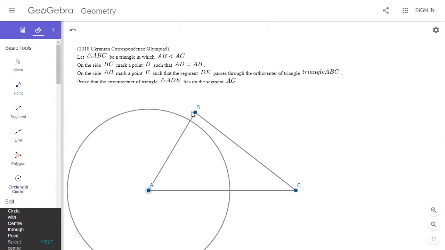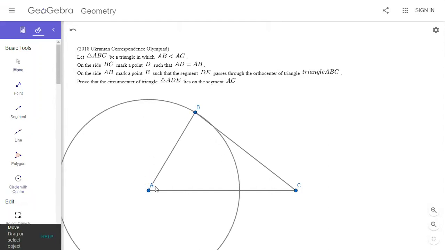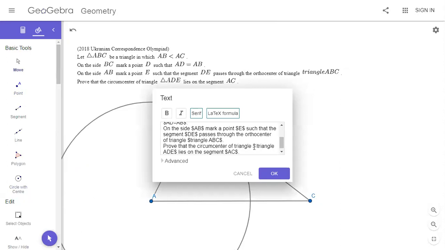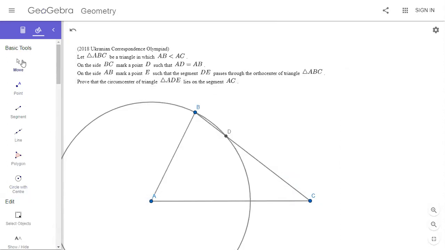So we're going to want to use our circle tool. Let's make it look nicer. So this should be point B. Side AB, change, add a backslash here. That looks a little better. Okay, so hold on just a sec.